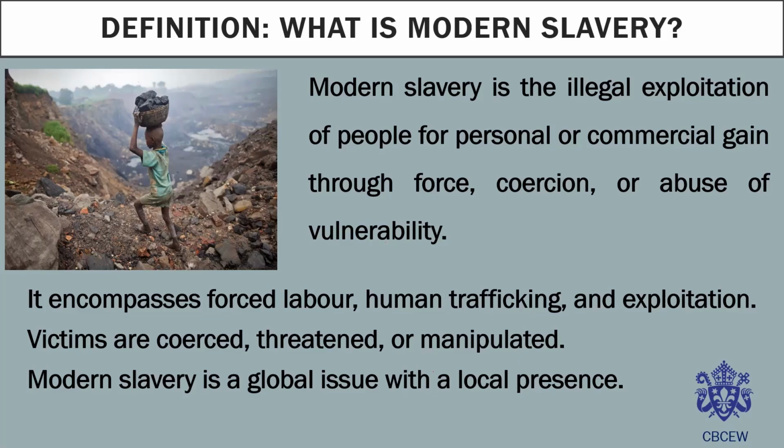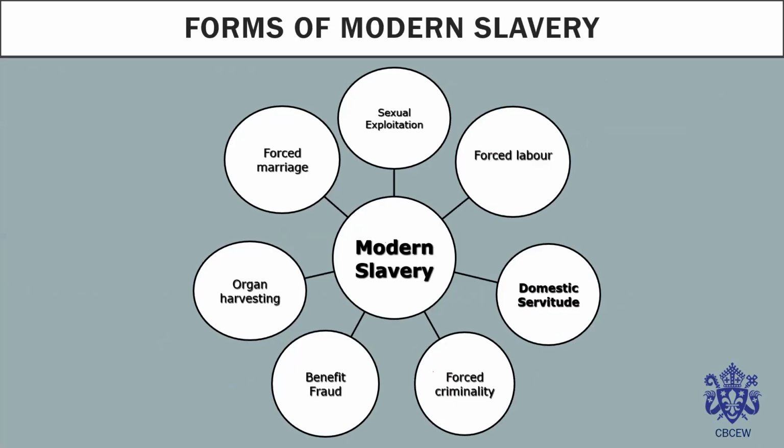And of course, modern slavery encompasses forced labor. Human trafficking is also seen as modern slavery in today's society, because a lot of people are exploited through being trafficked. And once they are trafficked, they are abused in one form or the other. There are different forms of modern slavery. We talk of sexual exploitation, forced labor, domestic servitude, forced criminality, forced fraud, benefit fraud, organ harvesting, forced marriage. All these different forms of modern slavery are means through which individuals are basically abused.